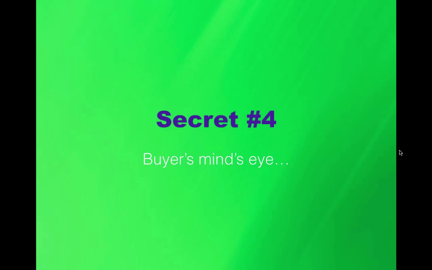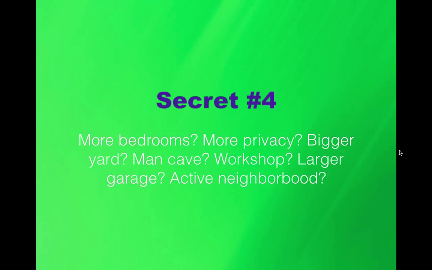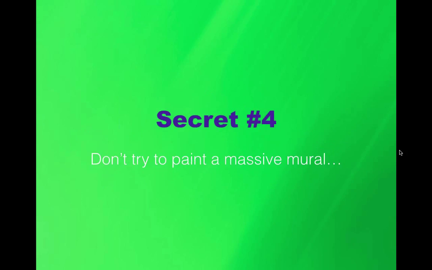So you need to figure out the picture in your buyer's mind's eye. What do they hope for? What do they want? What do they desire? Do they want more bedrooms, more privacy, bigger yard, man cave, workshop, larger garage, active neighborhood? Do they want an extra bedroom or 2? Do they want room for their kids to have more privacy? Do they want more areas to entertain in? Do they want outdoor space for summer barbecues? Do they want to drive their golf cart from their garage to the golf course or swim off their deck?